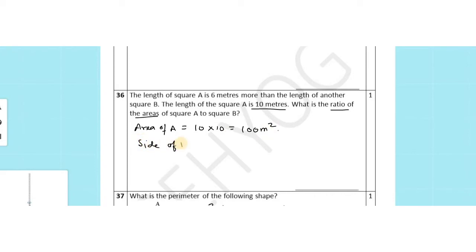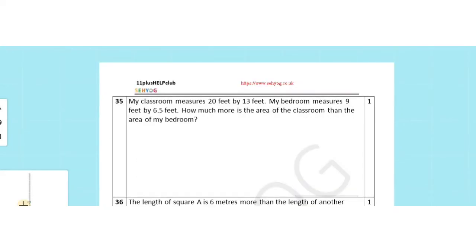Now, side of square B is 6 meters less than the side of square A. So, 10 minus 6, which is 4 meters square. So, area of B is 4 times 4, 16 meters square, and ratio of the two areas is 100 to 16. Reducing both the numbers by 4, 100 divided by 4 is 25, is to 16 divided by 4, 4, 25 is to 4.